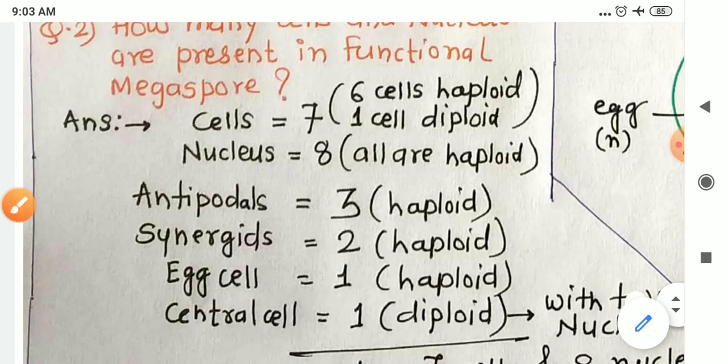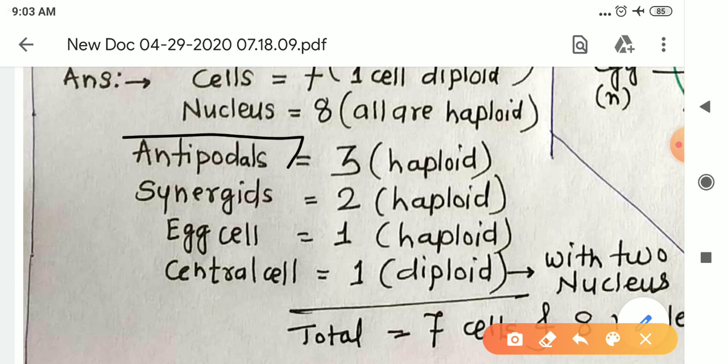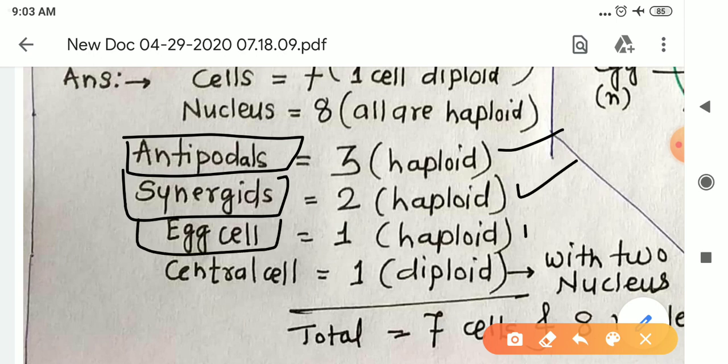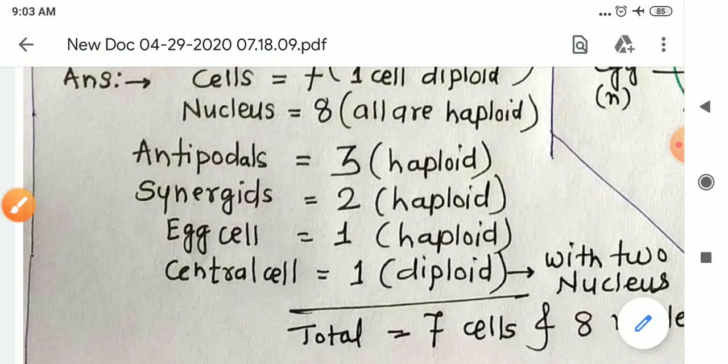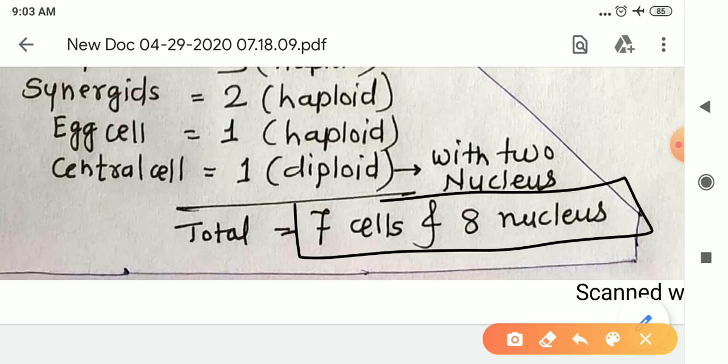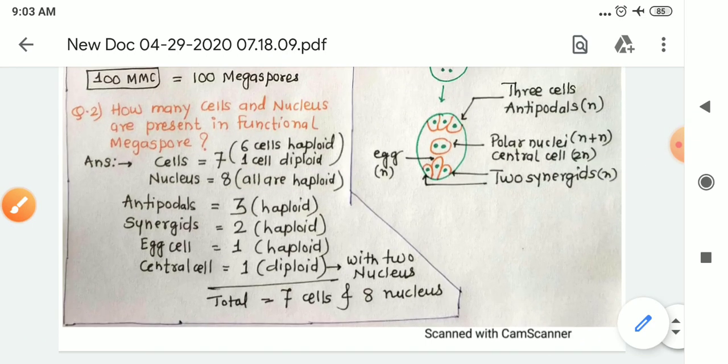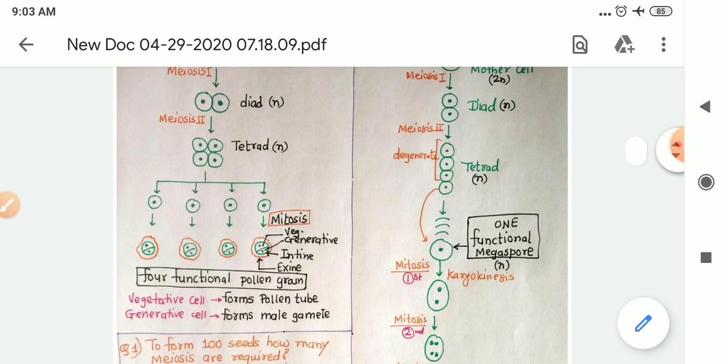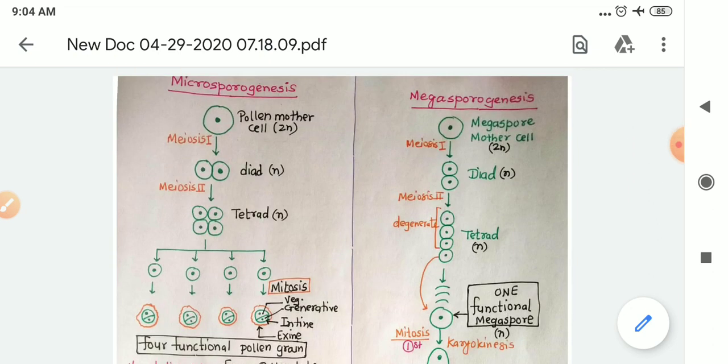You must know that these cells are divided like this: antipodals are 3, those are haploid. Synergids are 2, they are also haploid. Egg cell is 1, it is also haploid. And the central cell is 1, which is diploid because of the presence of 2 haploid nuclei. So in total you get 7 cells and 8 nuclei in the functional megaspore. This is what we learned from the process of microsporogenesis as well as megasporogenesis.